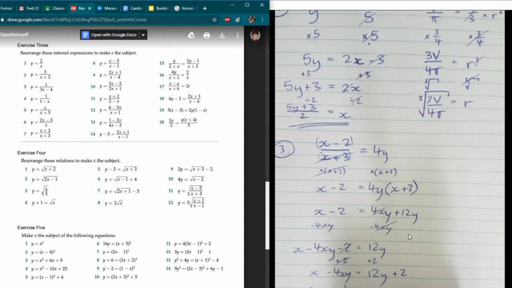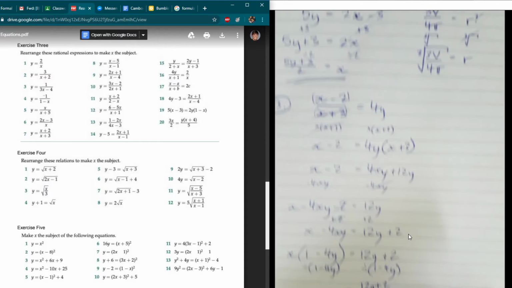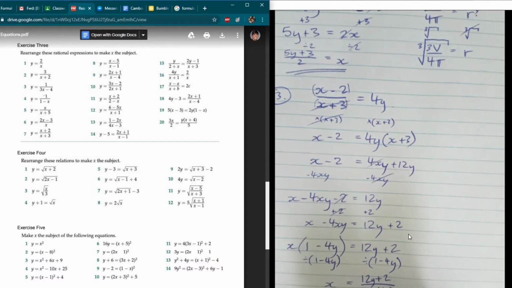12y plus 2 all over, put it in a fraction, 1 minus 4y. So remember, the right-hand side, it doesn't matter that it's ugly because there's no x's in it, and we've managed to make x the subject here. So that is example 3 for exercise 3.